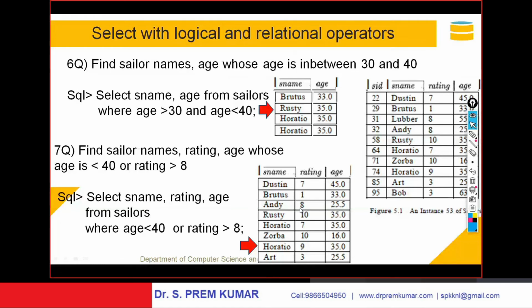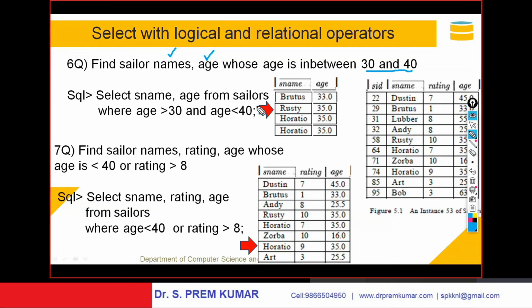Let us work out some more queries. Select sailor names and age whose age is in between 30 and 40. Find the names and ages of those sailors whose age is lying in between 30 and 40.